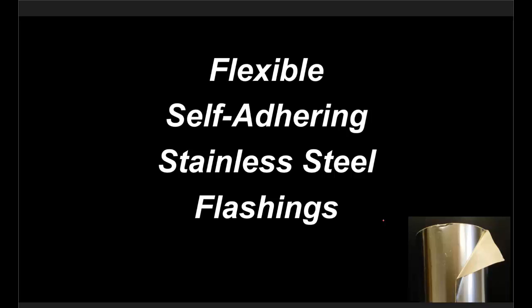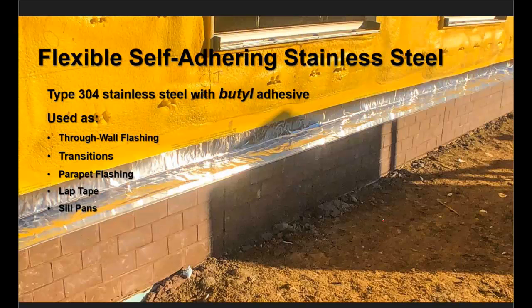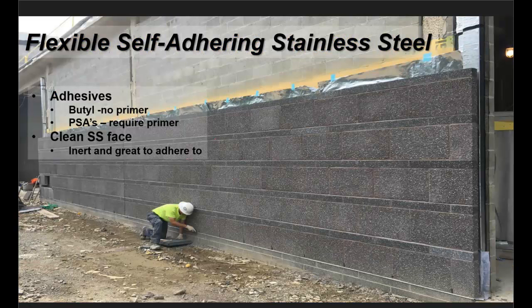Not only do we have flexible stainless steel, and by we, I mean the industry as well, we have self-adhering. So for all the people that love their self-adhering peel and stick flashings, here it is. It's like the thing that you've always been waiting for. It's stainless steel, it's flexible, it's compatible, and it has a butyl adhesive. With that butyl adhesive on the back, you don't need a primer. That saves in material and labor costs.